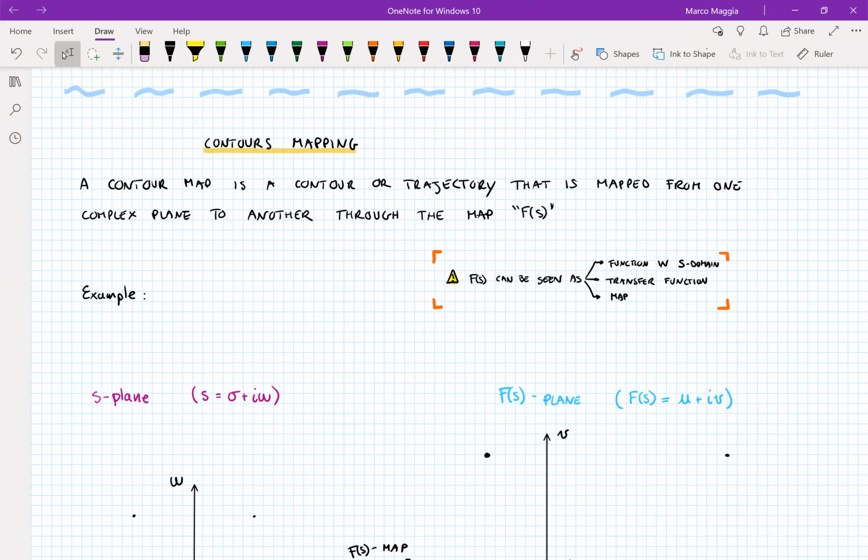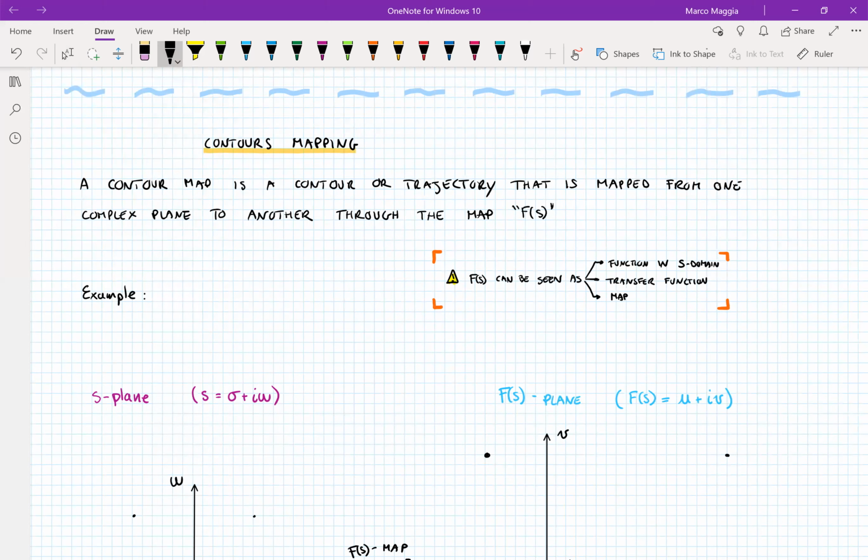In order to get to the Nyquist plot and then eventually to the assessment of the closed loop stability, we have to start a little bit back, and that is from the concept of contours mapping. Sounds weird. What is that? Well, a contour map is just a contour or trajectory that is being mapped from one complex plane to another complex plane using a map. All right, it seems that I'm going around the same concept without saying anything. So let's take a look at an example to better understand what I mean.